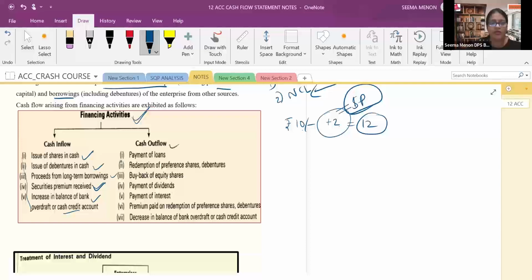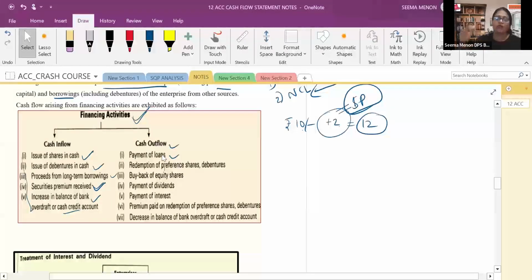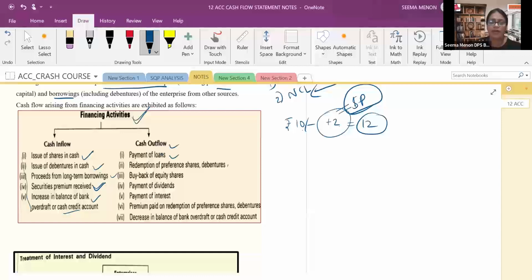Now coming to cash outflow, payment of loan, repayment of loan. We have taken the loan. Now we have to repay the loan. So the money goes out. Outflow of cash. Redemption of preference shares or debentures. Debentures, preference shares, all these are for a stipulated time period. After the time period, we have to repay. So that is known as redemption. So this redemption is purely outflow.